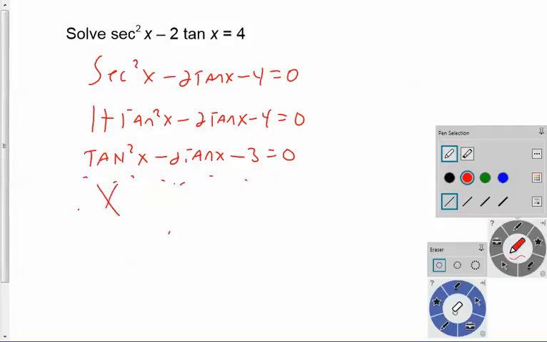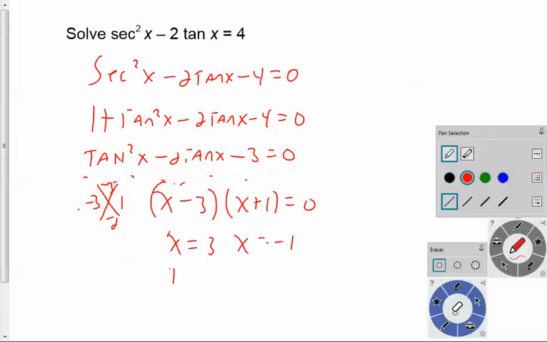So, yeah, that's negative 3 and 1. So then you've got tan x minus 3 times tan x plus 1 equals 0. So then tan x equals 3, or tan x equals negative 1. So you've got the tangent of x equals 3, and the tangent of x equals negative 1. So you take the arctan of those, and don't forget to add k pi to it. This would be the arctan of 3, which you can find in your calculator.